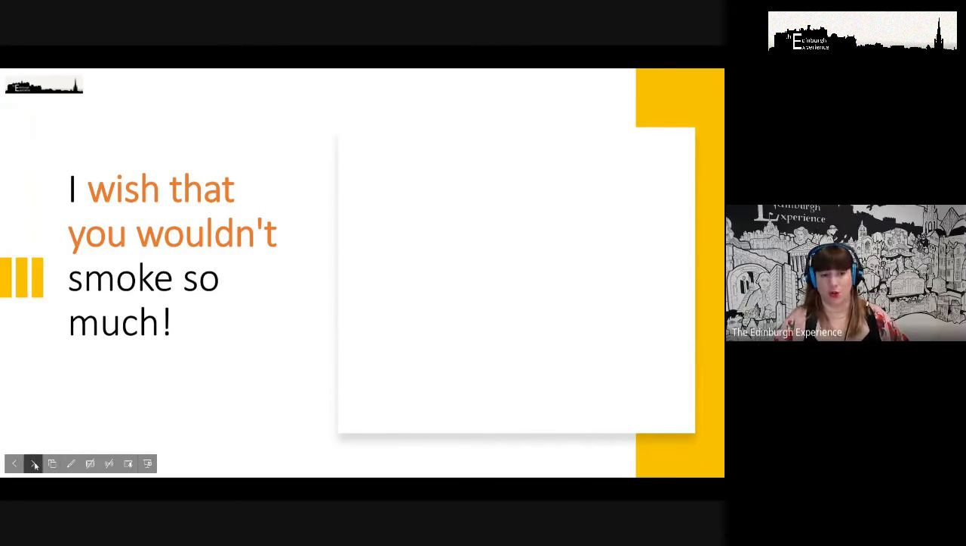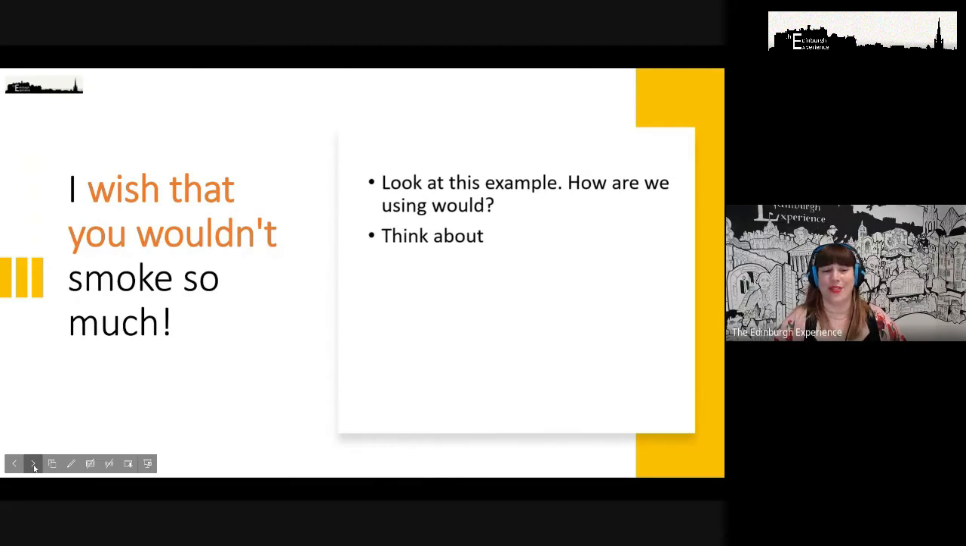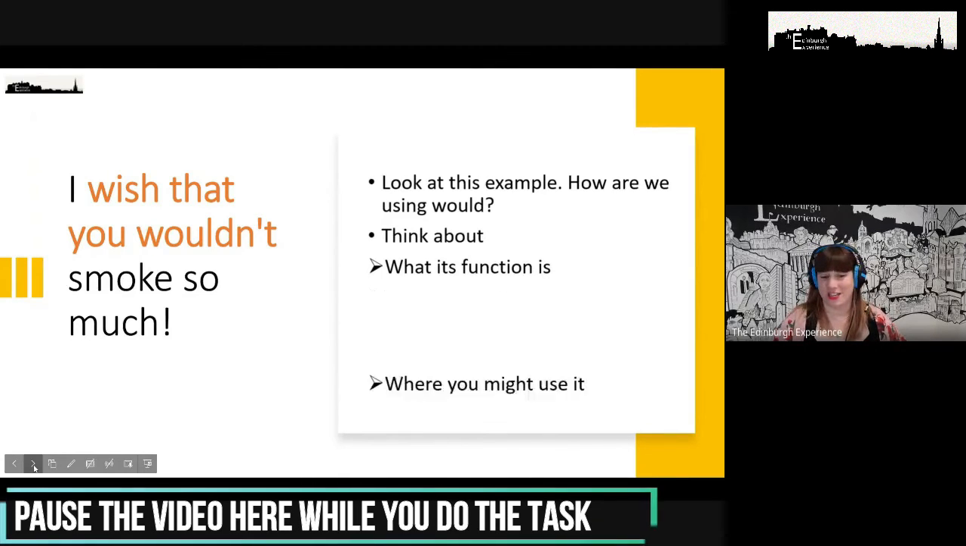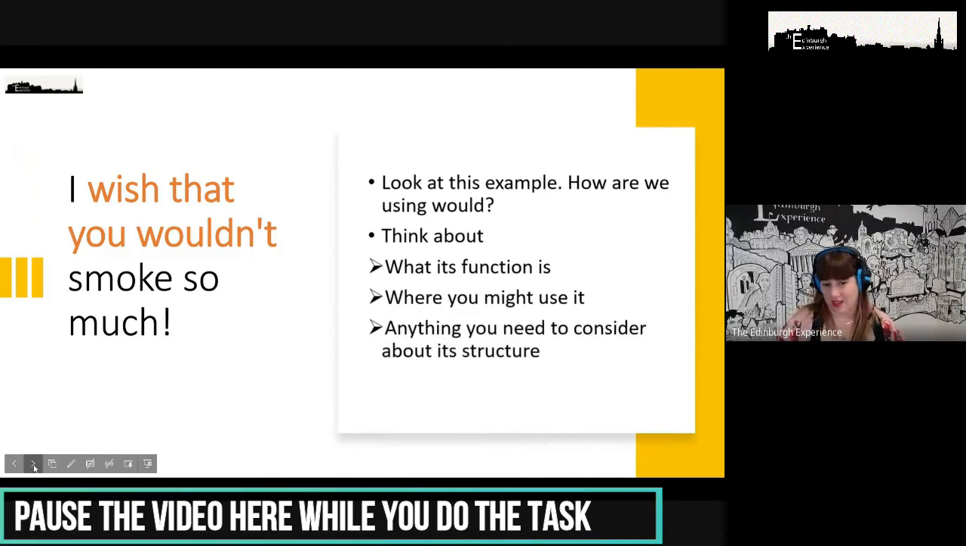Okay, so you know what to do. Look at the example, think about what the function is, where you might use it, and anything you need to consider about its structure.